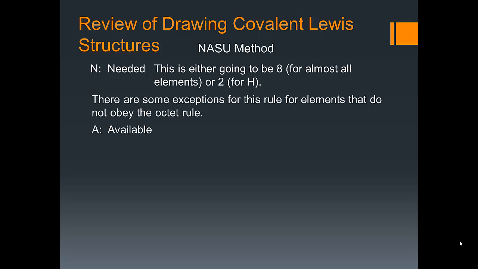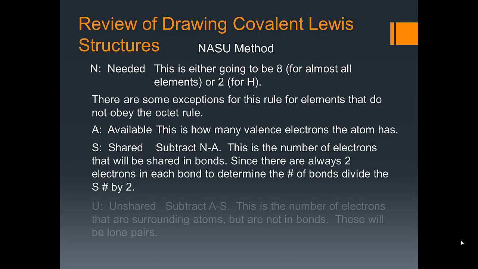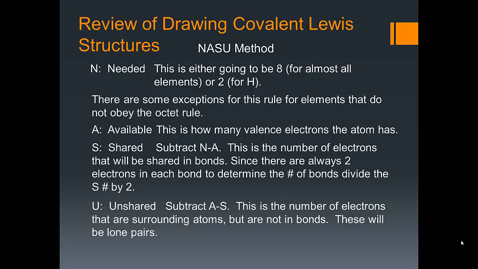A stands for available. This is how many valence electrons the atom actually has. S stands for shared. Here you're subtracting N minus A. This is the number of electrons that will be shared in the bonds. Since there are always 2 electrons in each bond, to determine the number of bonds, you're going to divide the S number by 2. U stands for unshared. Here you're going to subtract A minus S. This is the number of electrons that are surrounding atoms but not in bonds. So these will be the lone pairs.